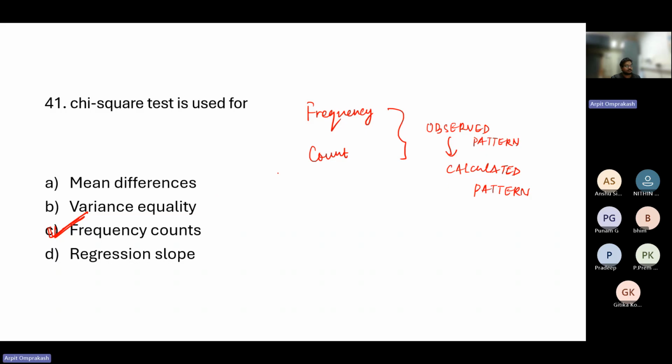One of the assumptions of ANOVA is that the variance of all your samples are the same. But chi-square test is actually used when you are dealing with frequencies or count data. Right.